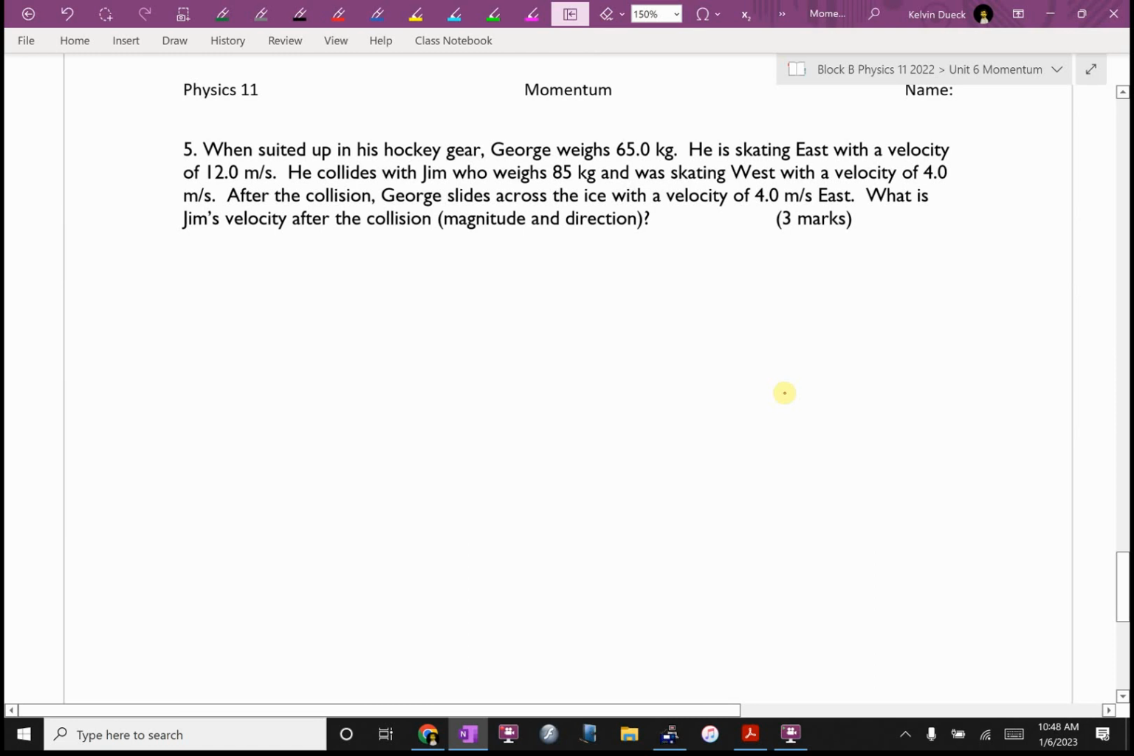Hockey. Collision. Okay. You know what? I'm going to use G for George, and I'm going to use J for Jim. Why not? I'll let east be positive, so that's positive. West is negative. That's negative. East is positive. This is a collision where they did not stick together, but this is a job for conservation of momentum. The sum of all the initial momentum equals the sum of all the final momentum.